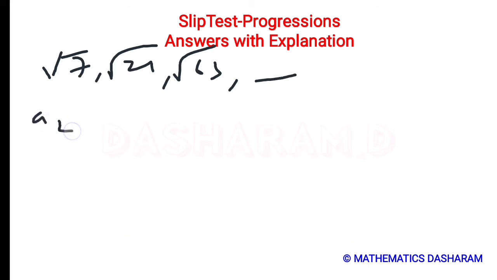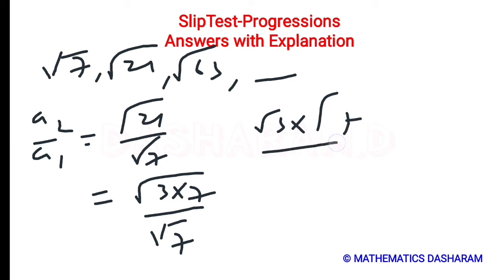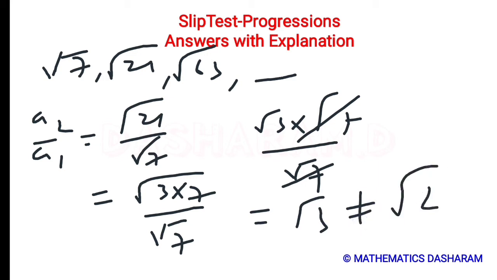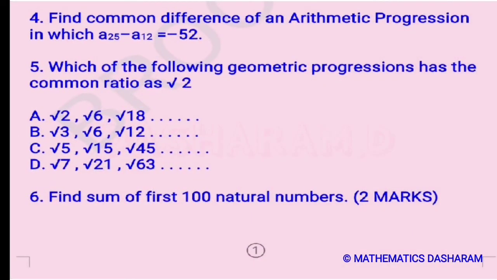Let's verify option D. Here A2 divided by A1 equals root 21 divided by root 7. Root 21 can be written as 3 7s are 21, divided by root 7. So root 3 into root 7 divided by root 7. Here root 7 cancels, it equals root 3, but it is not equal to root 2. Option D is also wrong. So finally option B is correct.